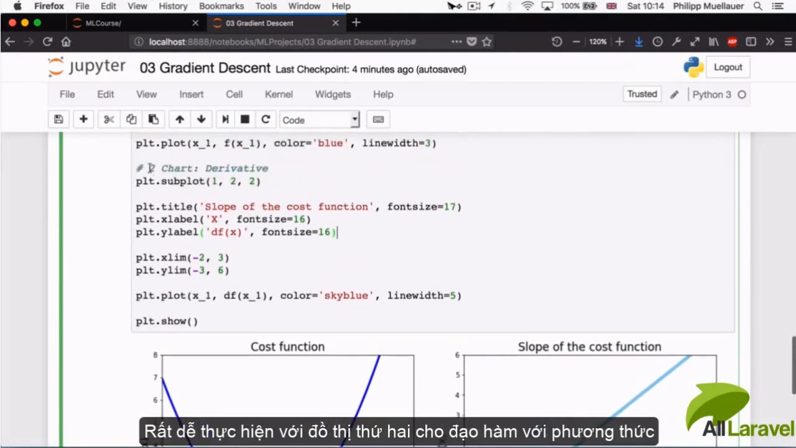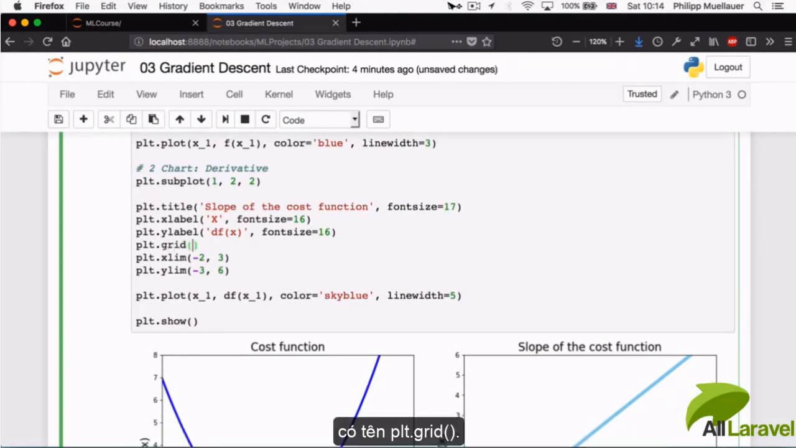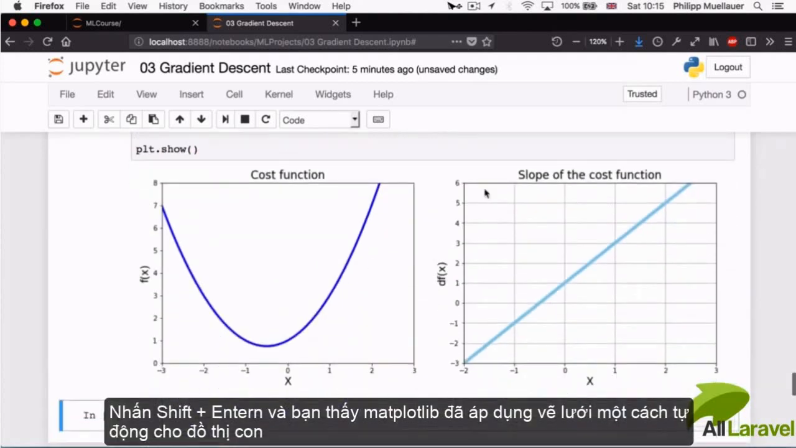This is fairly easy to do. So for our second chart, for our derivative, all we have to do is add plt.grid and then 2 parentheses for the method name. No need to add any arguments here. Hit Shift Enter, and then you can see Matplotlib applies a grid automatically to this subplot.